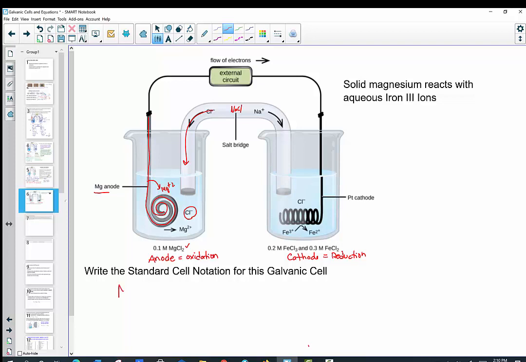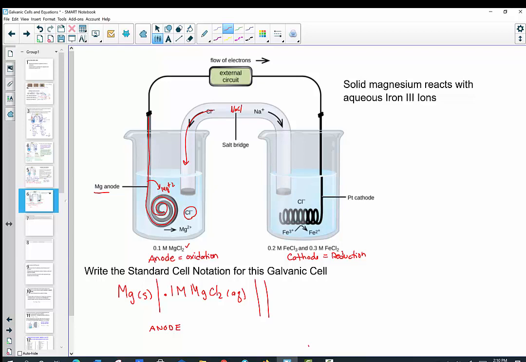We had magnesium in the solid phase, and then a line to separate the phase with a 0.1 molar magnesium chloride aqueous solution. So before I moved on, I wanted to back up and make sure we wrote out the cell notation for what we saw in the anode. Alrighty.